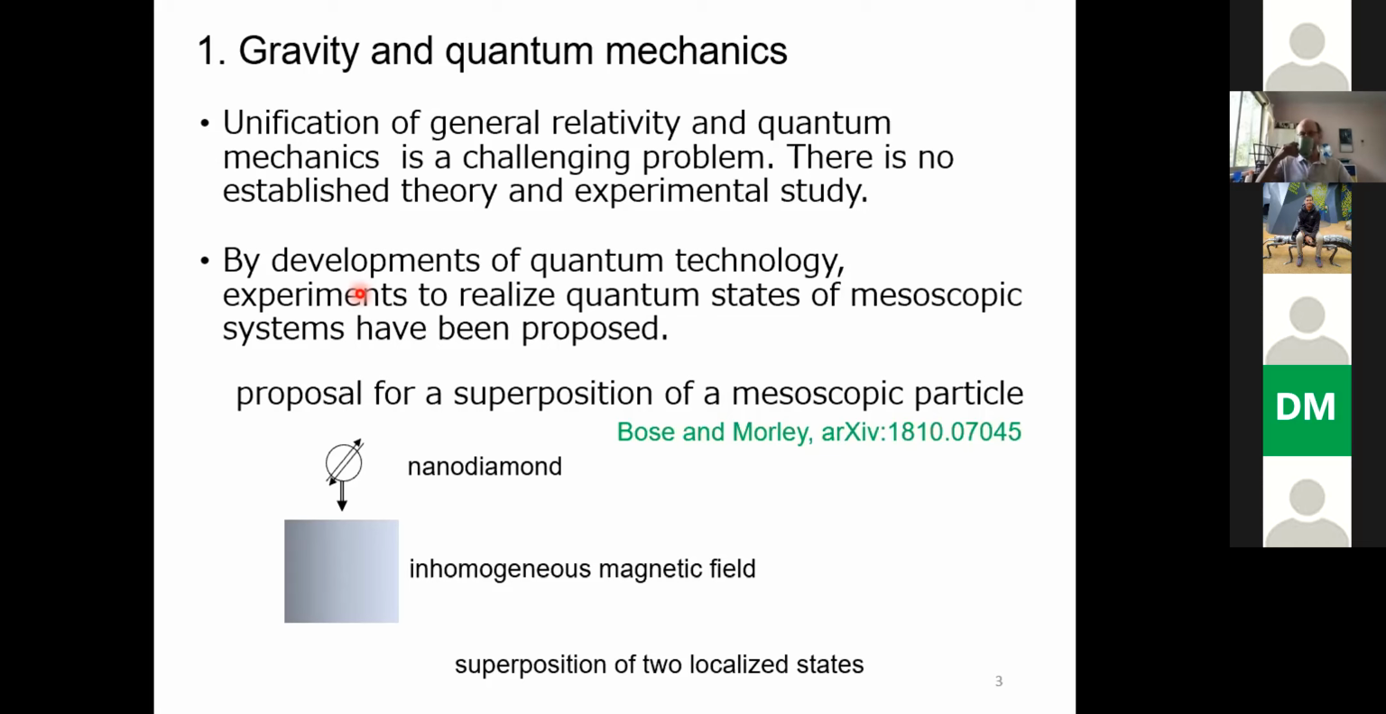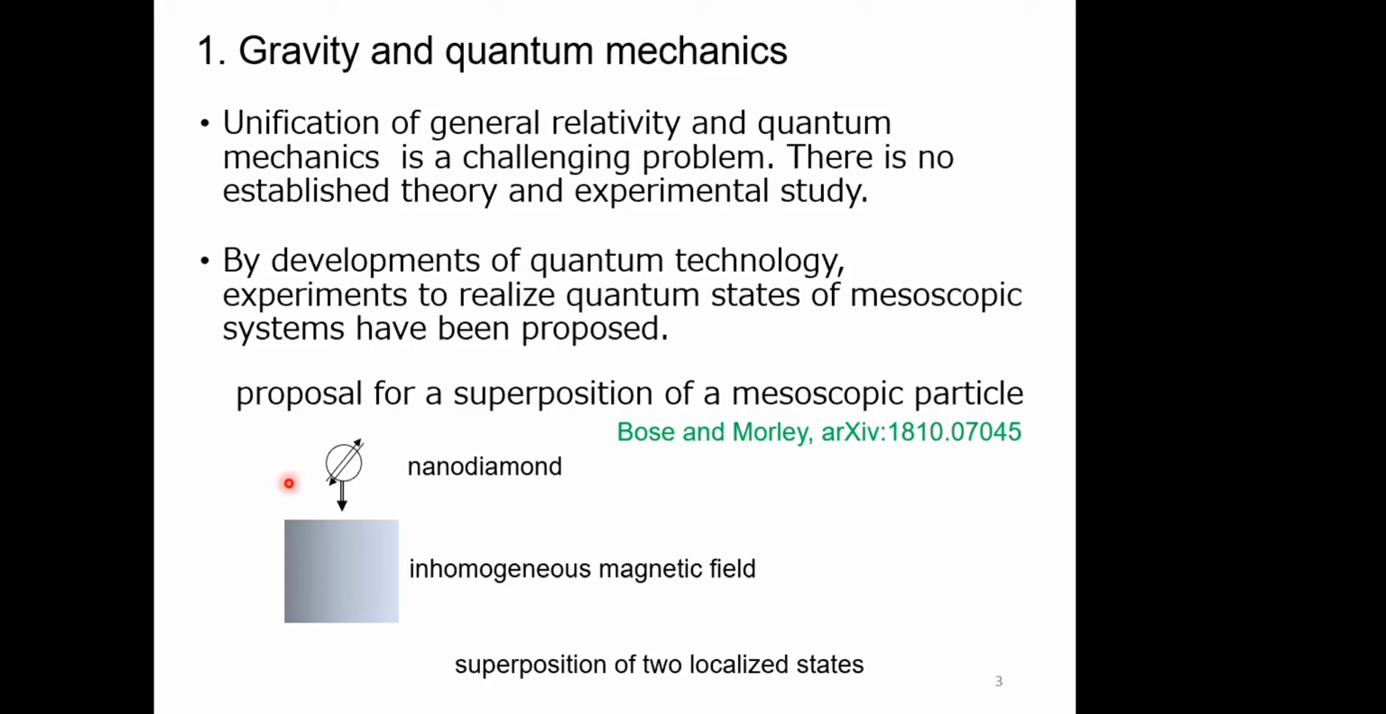For example, this figure shows such a proposal. In this proposal, using the Stern-Gerlach-like experiment, a state of a mesoscopic nanodiamond is split in a superposition state by an inhomogeneous magnetic field. If such a superposition of spatially localized states of massive particles was realized, it can be used to test the quantum nature of gravity. In this talk, I consider a test for the quantum nature of gravity by assuming such an experimental proposal.